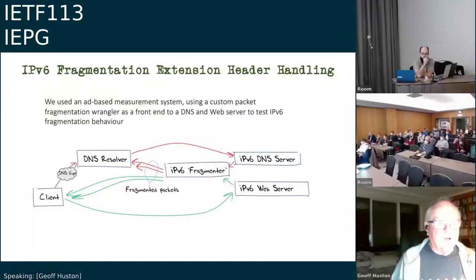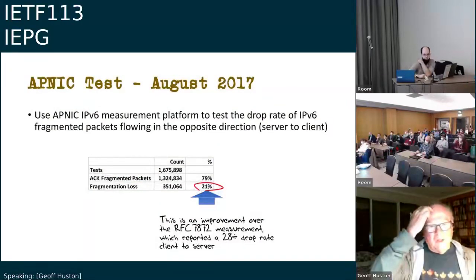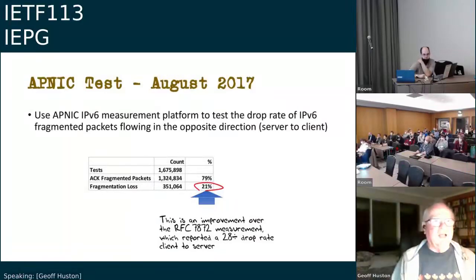And to make this work, of course, well, actually we did it, sorry, I've got the order of the slides the wrong way. We did this in 2017. And as you recall, the 28% drop rate in 7872, when we did this in a V6 measurement platform that uses online ads, in other words, detects eyeballs, small number of servers, massive number of clients, we found the fragmentation loss rate was marginally better, 21% drop rate.